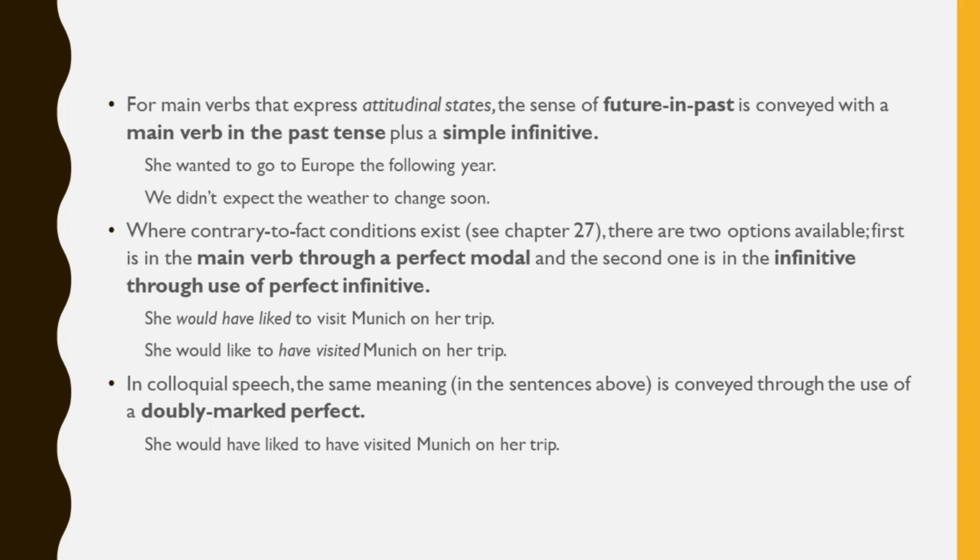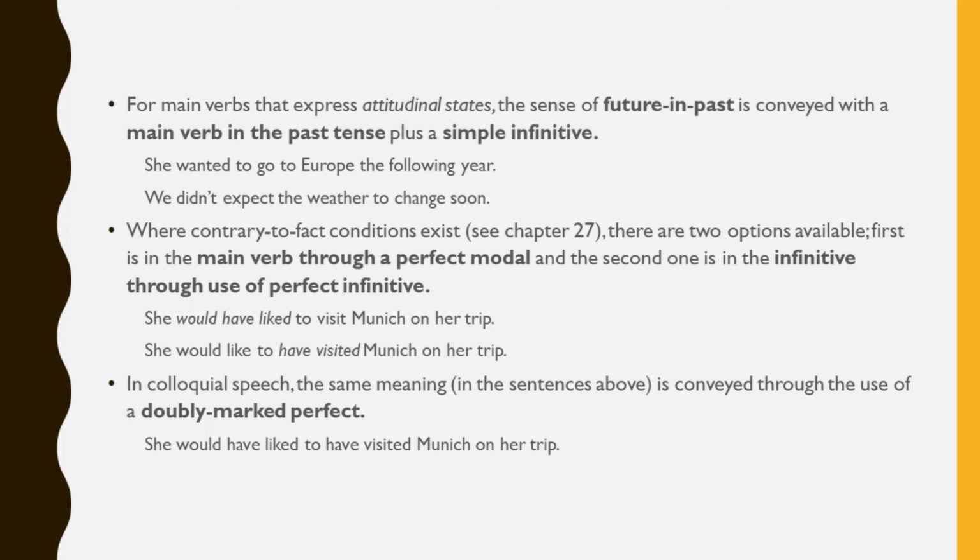For example, she would have liked to visit Munich on her trip. She would like to have visited Munich on her trip. Exacting attention to tense and aspect here may lead to two different interpretations. The first, in which the liking expressed by the person in question existed prior to the moment of speaking and may not exist at the moment. And the second, in which the liking does exist at the moment of speaking. However, the two forms seem interchangeable, at least in oral production.